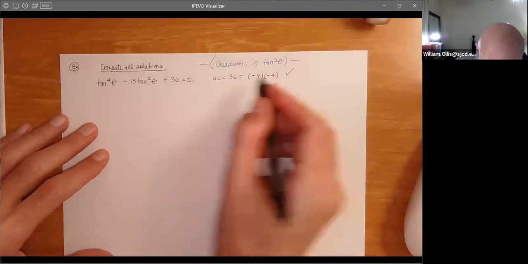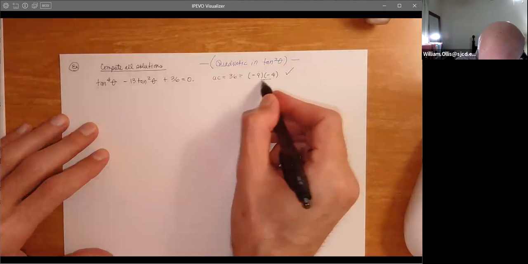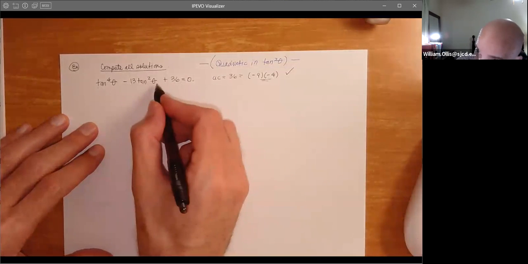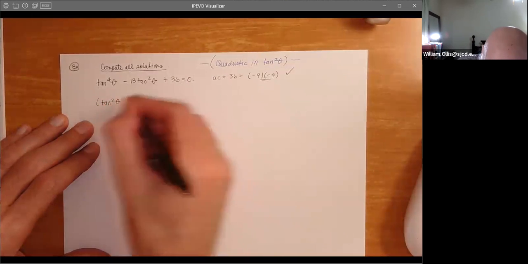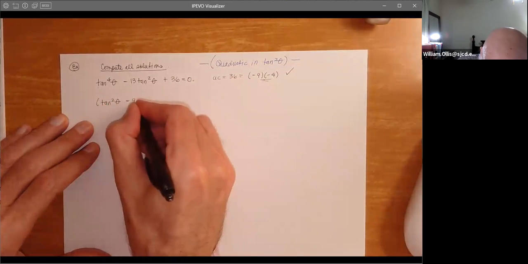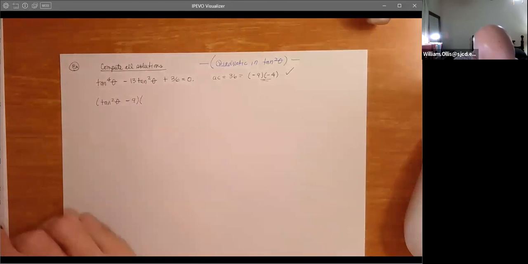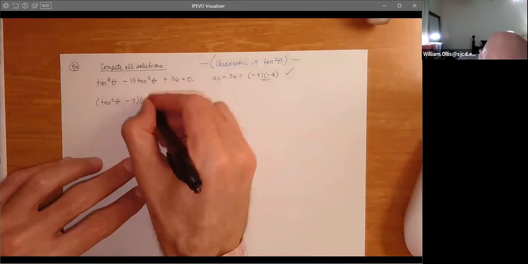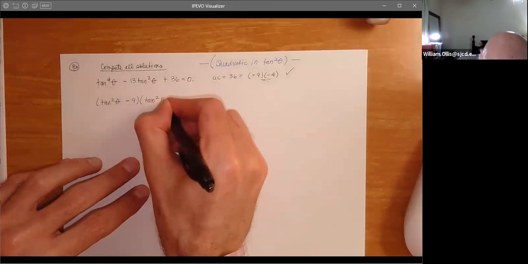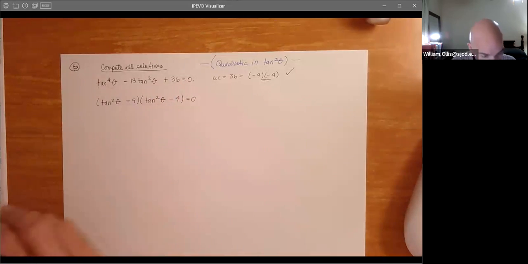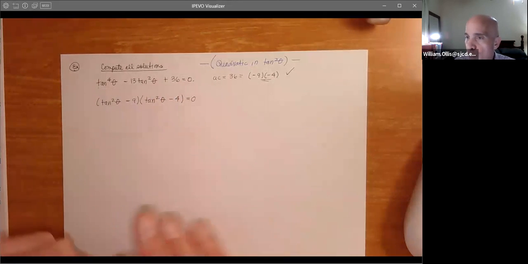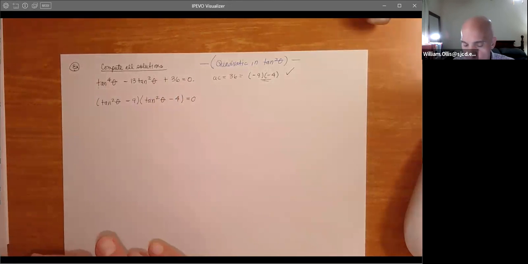So now we can use this, and of course this is monic. We know exactly what goes in each of these parentheses. So we have tangent squared theta minus 9, and then we have tangent squared theta minus 4. Now, of course, what's nice about this problem, at least at this point, is that 9 and 4 are perfect squares, but inverse tangents of those numbers are not on the unit circle. So that's what I was talking about.